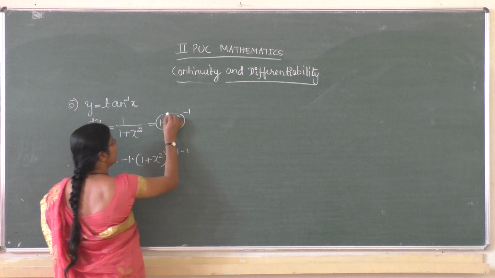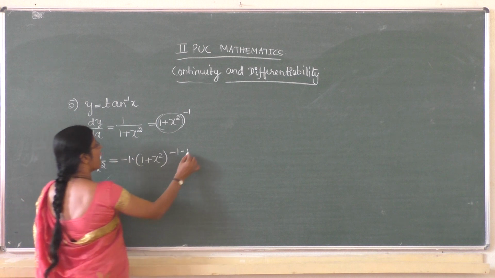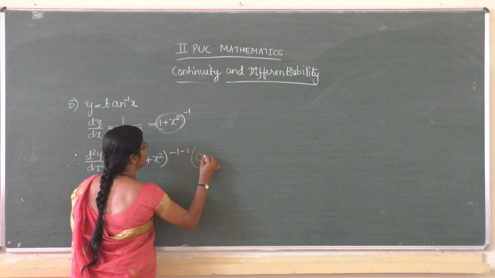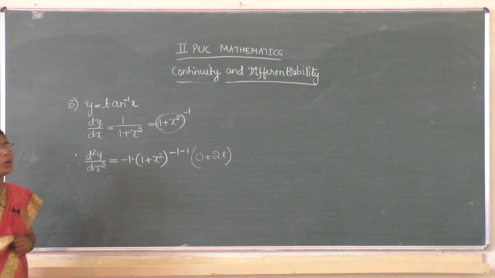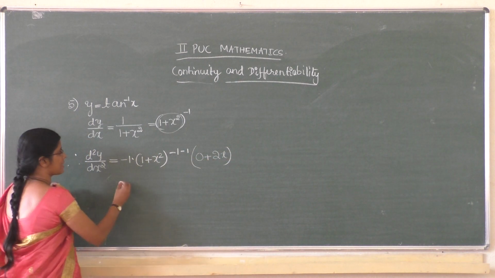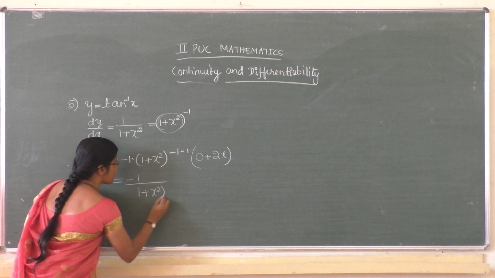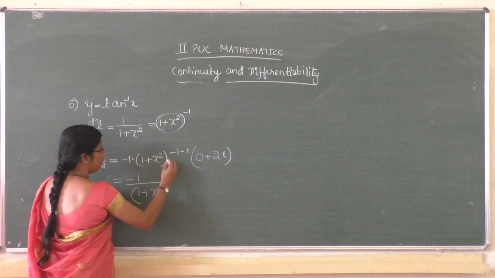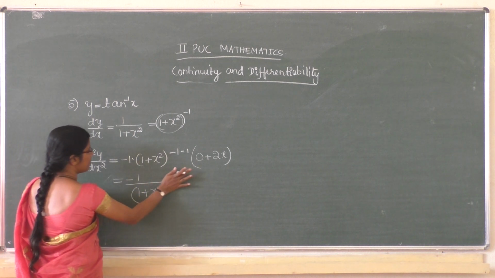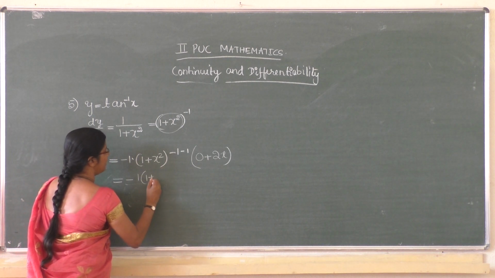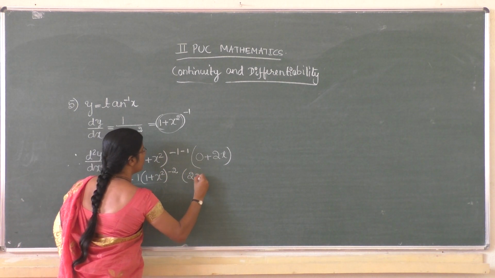Then you have to find derivative of 1 plus x square using chain rule. So 1 plus x square, that is 0 plus 2x. Okay, derivative of 1 is 0, derivative of x square is 2x. So this becomes minus 1 by 1 plus x square to the power 2. Okay, or you can write here, first we write here minus 2, that is minus 1 into 1 plus x square to the power minus 2 into 2x.